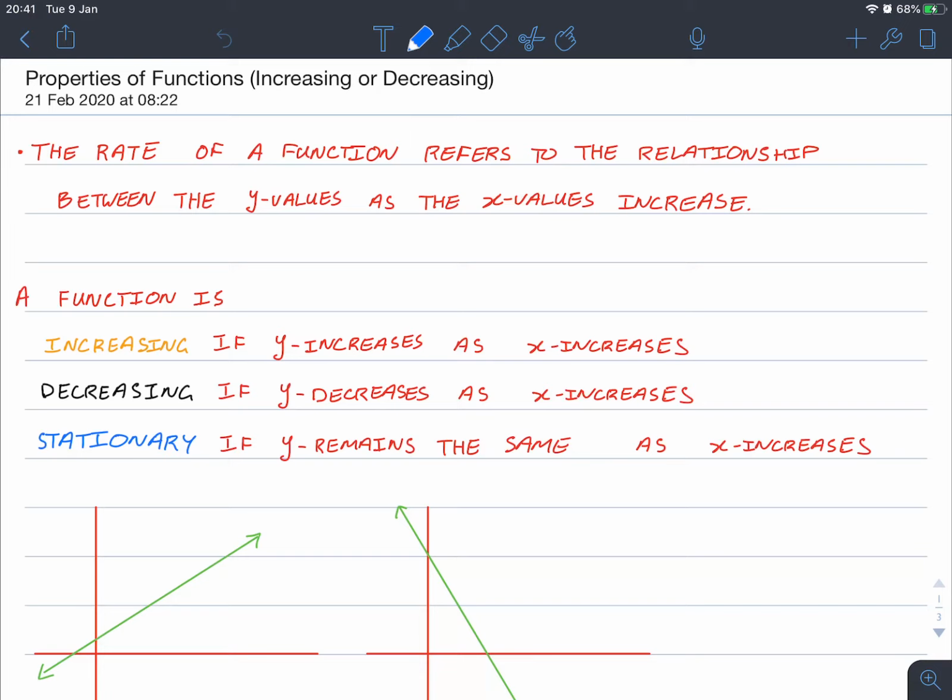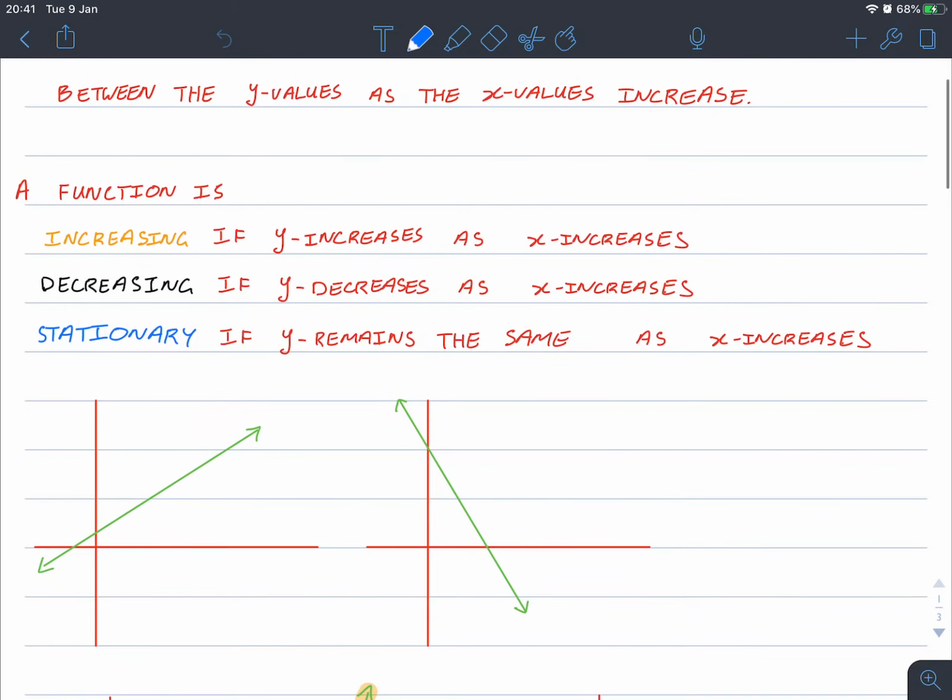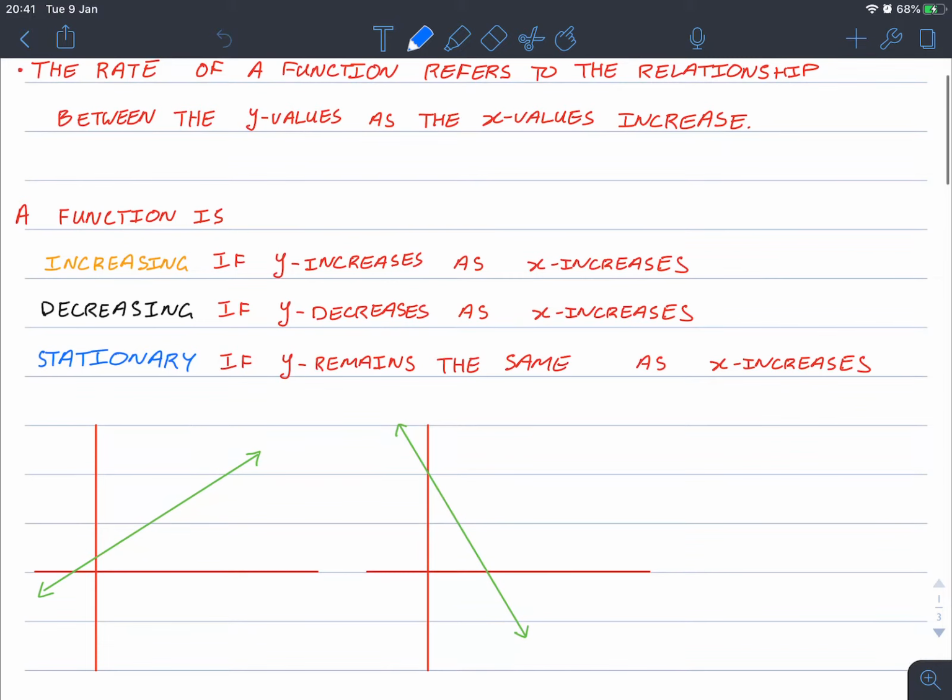The rate of a function refers to the relationship between the y values as the x values increase. A function is increasing if y increases as x increases. A function is decreasing if y decreases as x increases. And a function is stationary if y remains the same as x increases.